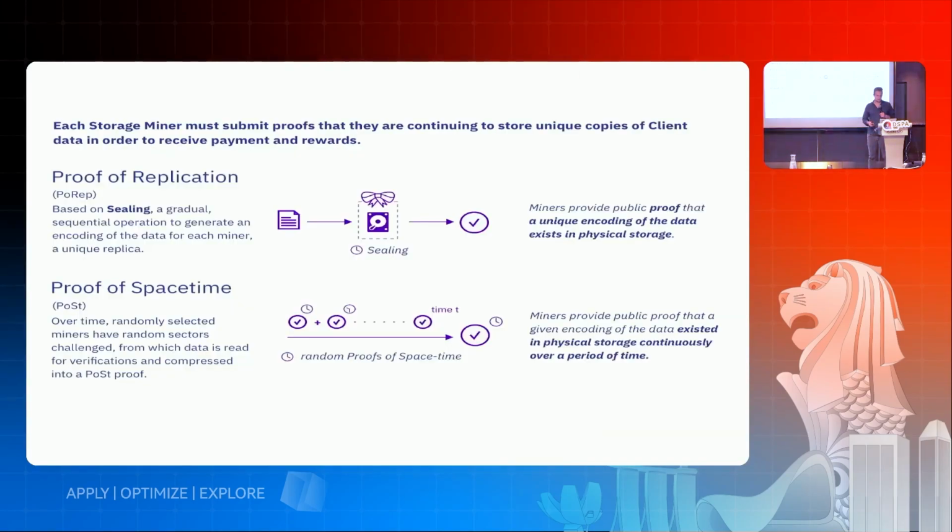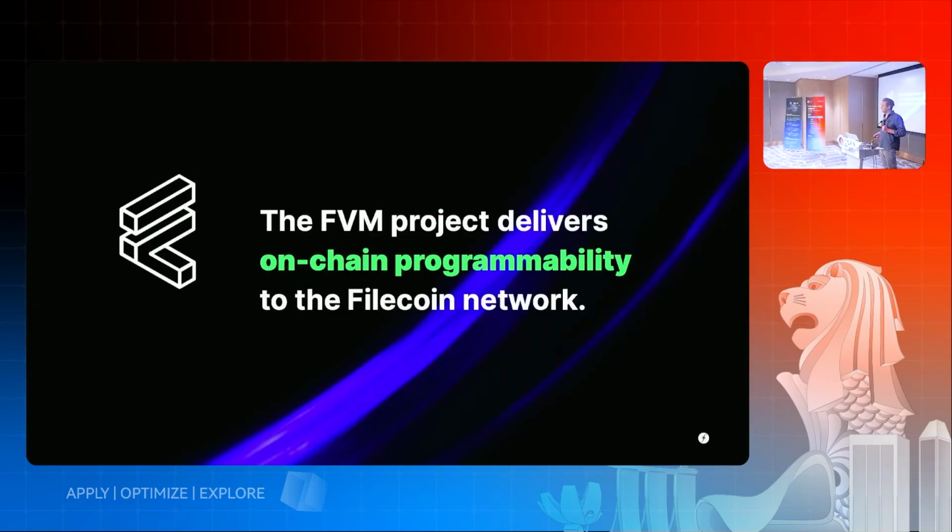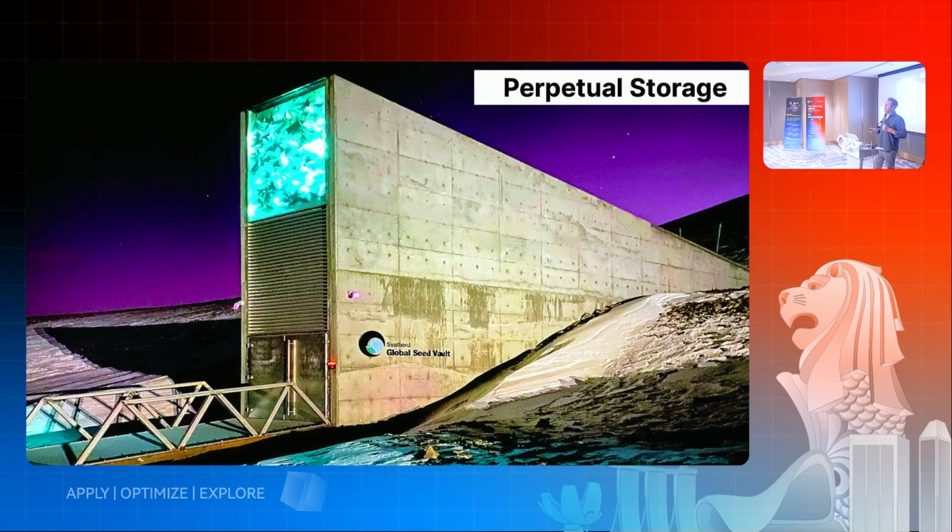All right. We're building many things on top of Filecoin, FVM being one of them. So FVM, as you heard from Sarah and Longfei yesterday, is on-chain programmability. It's smart contracts on top of Filecoin. Why would you want that?